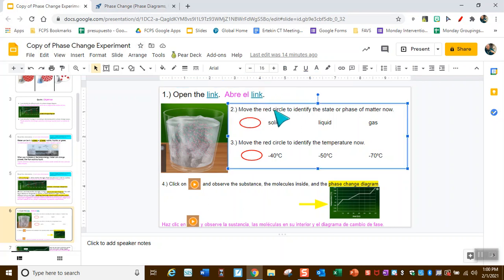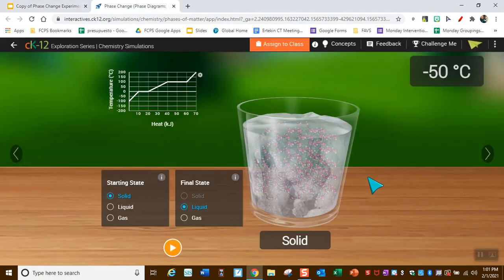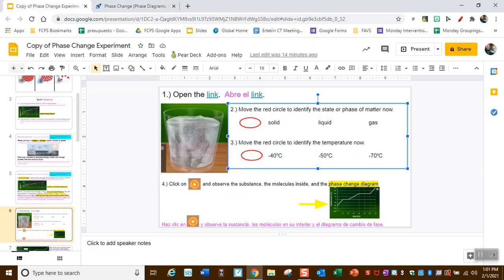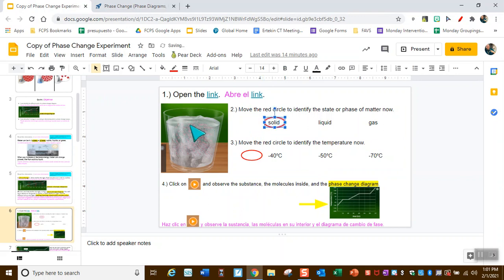Move the red circle to identify the state of matter now. So look at this right now. Is it a solid, liquid, or gas? It's a piece of ice, and it tells you right here the state or phase of matter. So this is a solid. So let's move the red circle over solid.